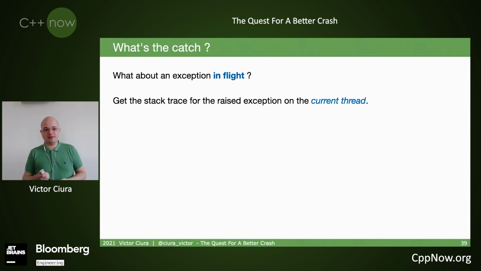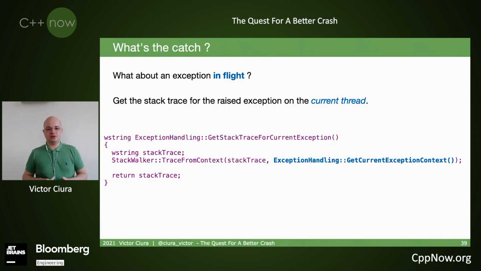So what about an exception in flight? Of course, you can get the stack trace for the raised exception on the current thread. Yes, this is thread dependent. So if you have multiple threads and exceptions might occur on each thread, each has its own context, and you have to handle each thread independently here. So basically, you can use the same machinery, but you have to take each thread into consideration because it has its own context. For example, here we've built a simple utility, get stack trace for current exception, that uses the same trace from context function. We've seen this 3 times already.